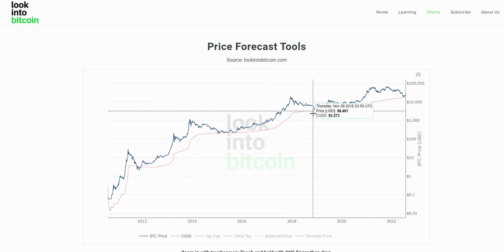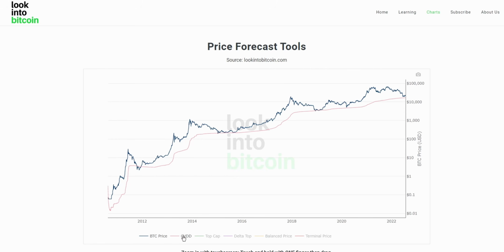And the same was true with the 2018-2019 bear cycle. Once price reached this CVDD line, this really indicated the market had bottomed out and was a great area for strategic investors to pick up some Bitcoin to be provided outsized returns in the upcoming cycle.